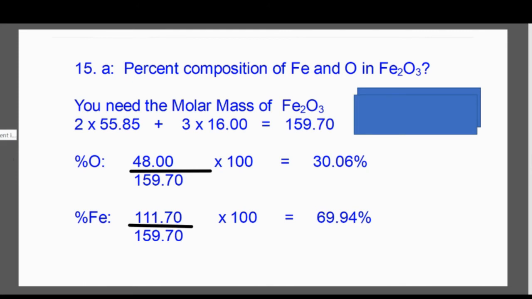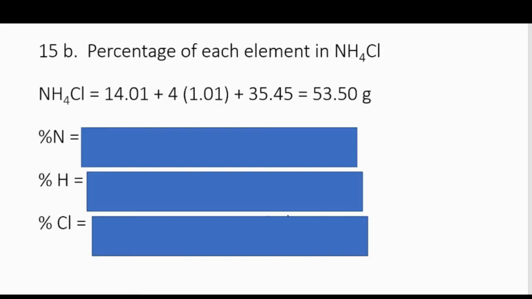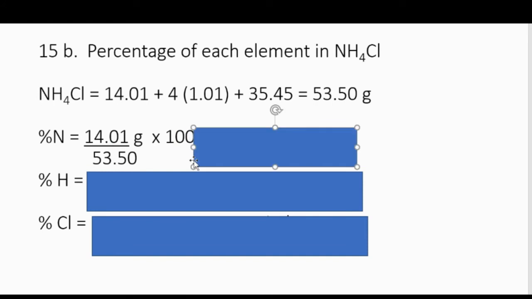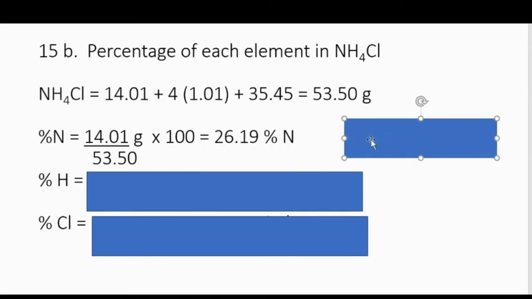The exact same thing is occurring in 15B, except it's for NH4Cl. So first I found the total, NH4Cl, added them all up. And then I did the amount of nitrogen. There's only 1 nitrogen, so I did 14 over the total times 100. And I got the percentage nitrogen.